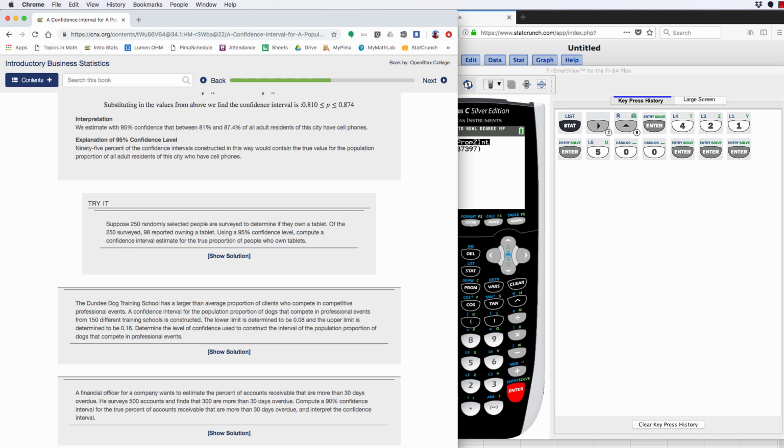Let's try the second one. Suppose 250 randomly selected people are surveyed to determine if they have a tablet. Of the 250 surveyed, only 98 reported having a tablet. Use a 95% confidence interval to find the true estimate of people who own tablets.